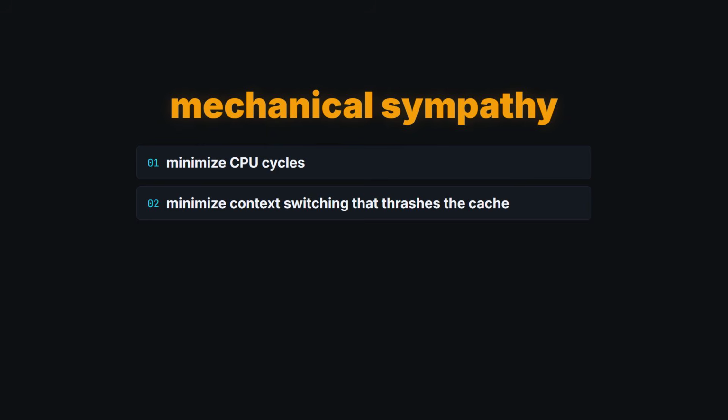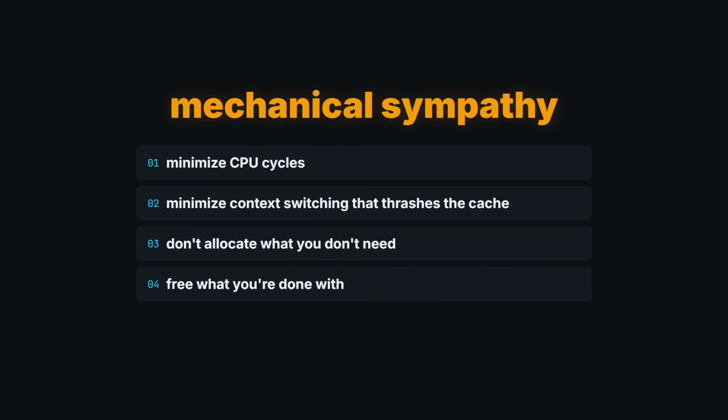It's what race engineers call mechanical sympathy. You write code that's aware of the machine underneath it. You minimize CPU cycles. You minimize the context switching that thrashes the cache. You don't allocate what you don't need, and you free what you're done with. The 200 is the discipline, made visible.